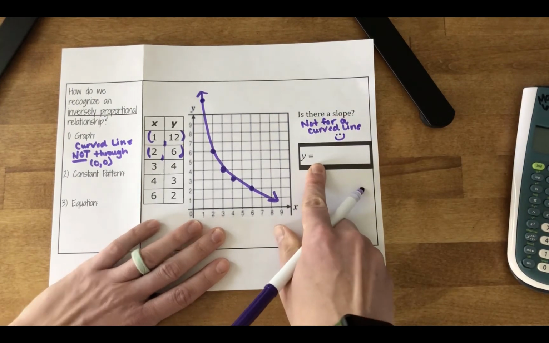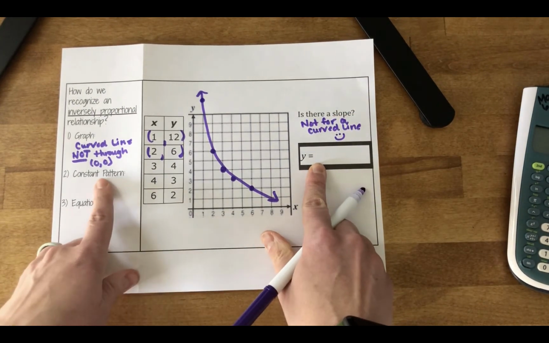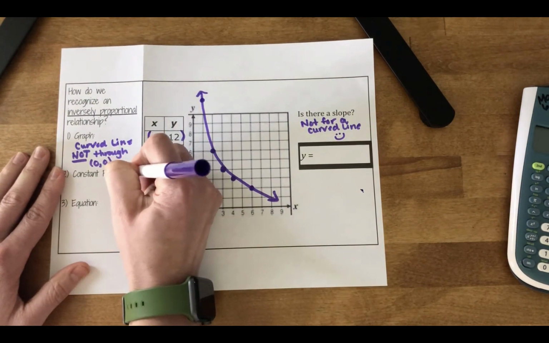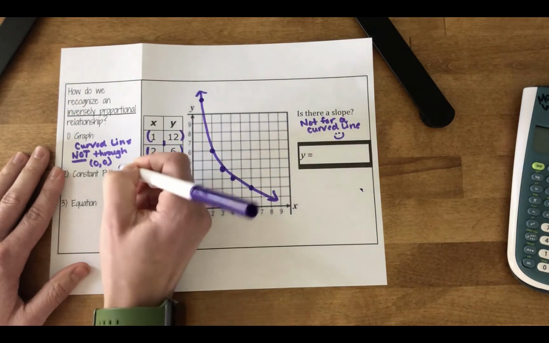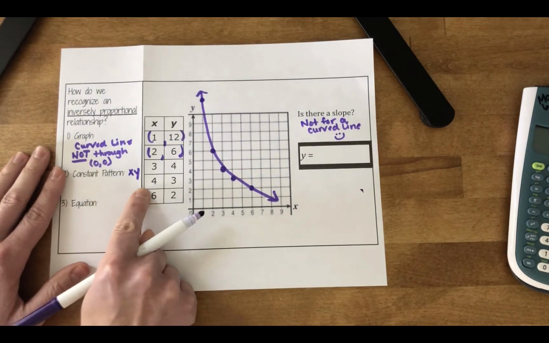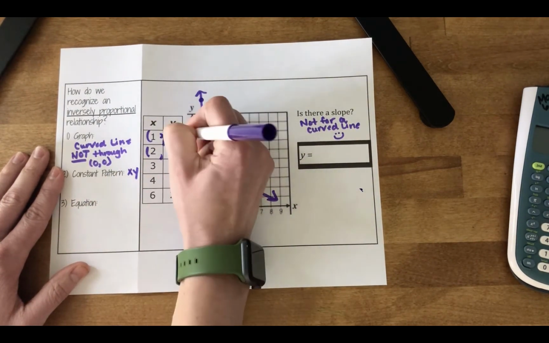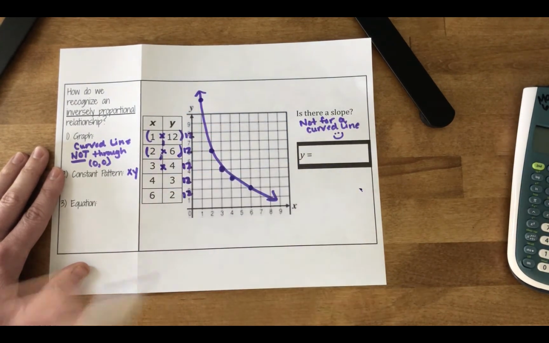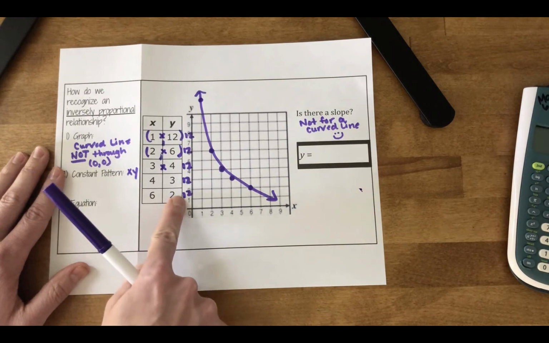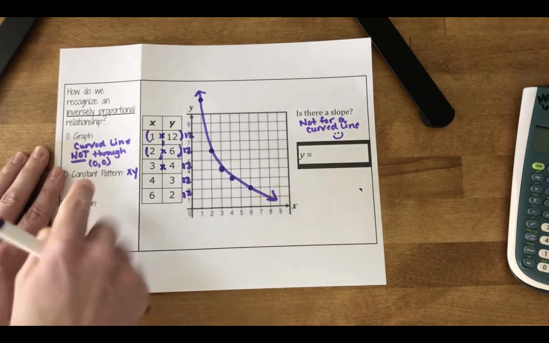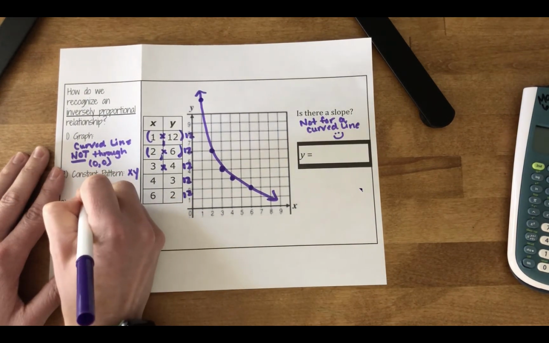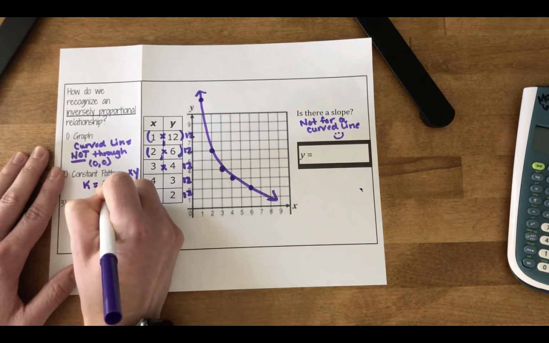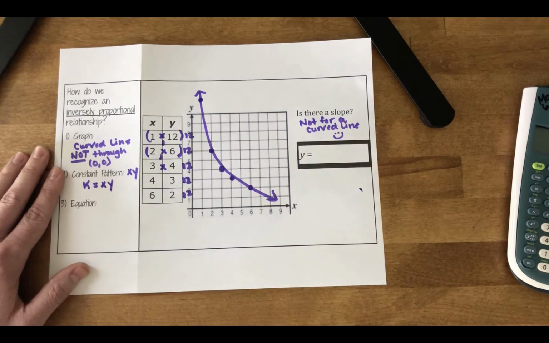So how do we write the equation then, Mrs. Kluver? Well, we do have a constant pattern. And remember, it was where we take our x times our y, we're getting a constant value. So look at this. 1 times 12 is 12. 2 times 6 is 12. 3 times 4 is 12. These are all going to have a product of 12 when you take your x and multiply it by your y. We know that our constant is represented by the variable k, right? So k is equal to x times y.